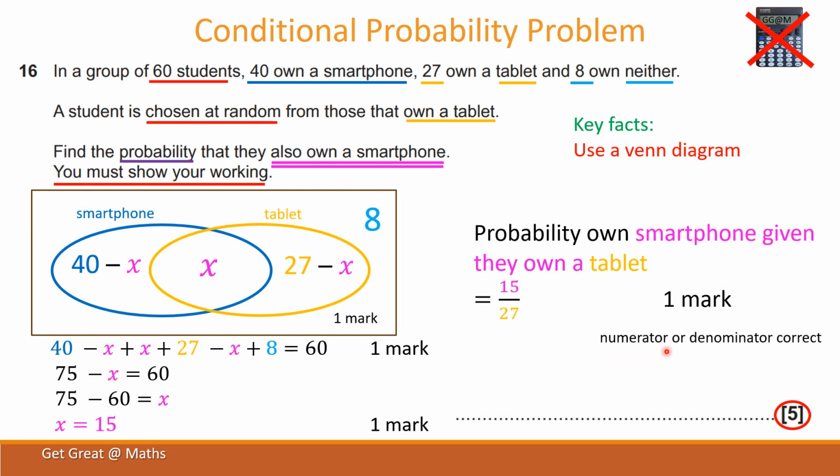Now, if you got either the numerator or denominator correct in this fraction, you would have got yourself 1 mark. So your final 5th mark came from getting both these values correct, the 15 and the 27, for 1 mark. Remember to write your answer on the dotted line.